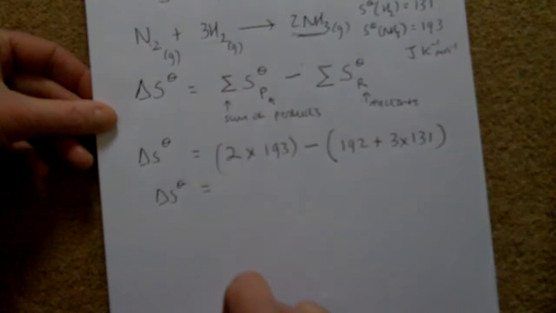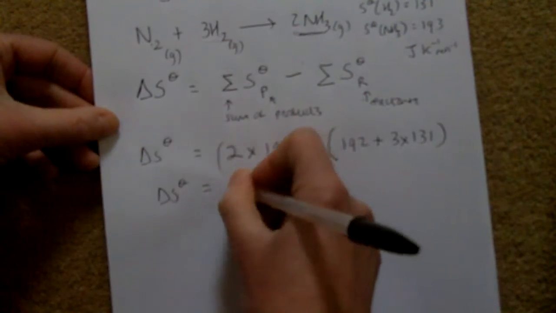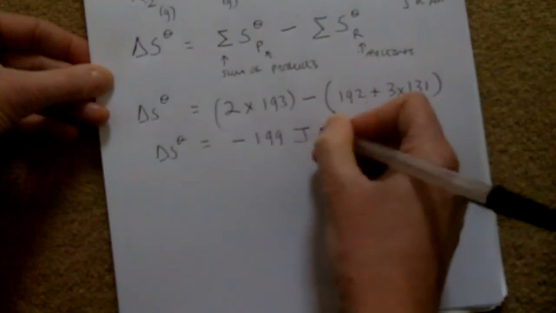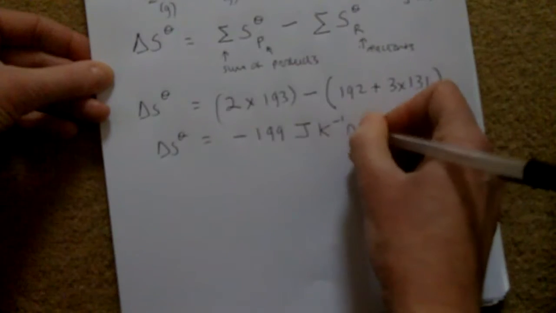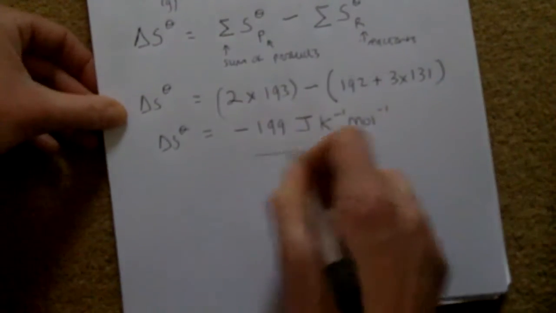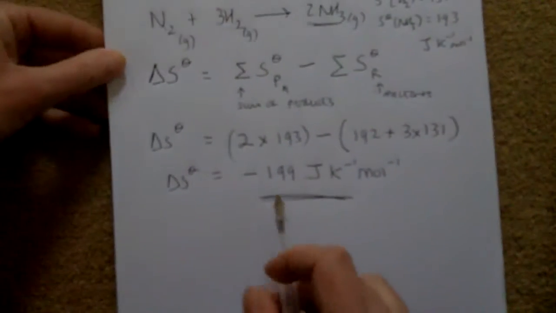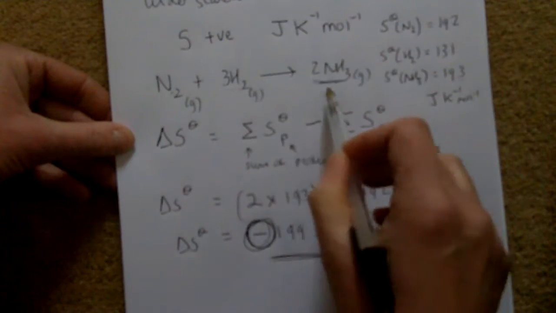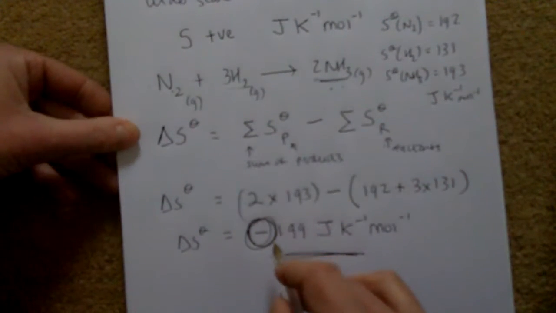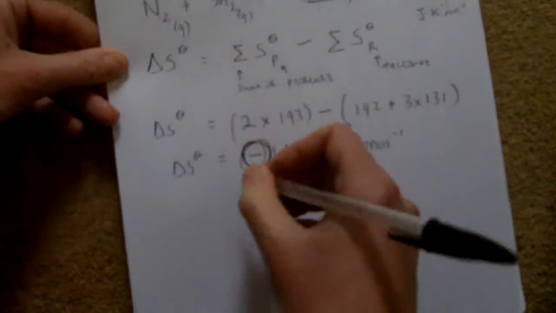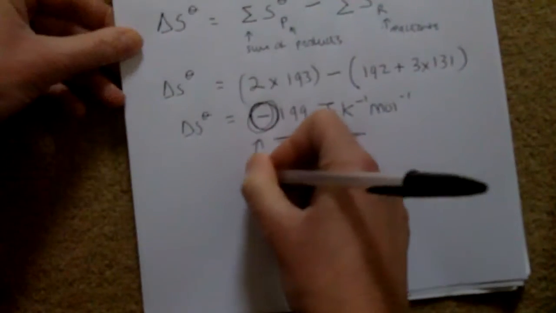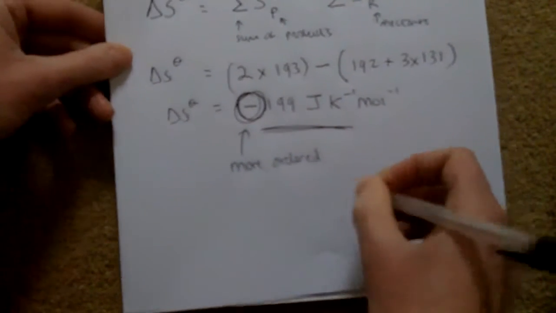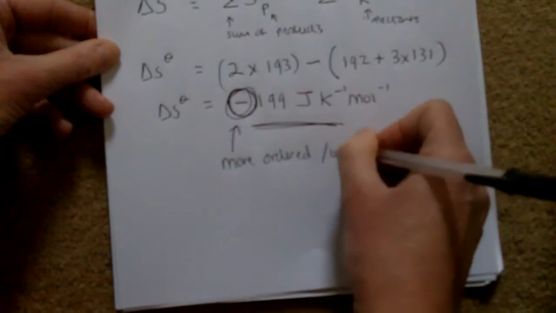So when you total this, in this case it's minus 199 joules per Kelvin per mole. That's the units of entropy. Okay, so the fact that it is negative, as I've already said, means you're moving to a system that is more ordered. Or you can say there's less disorder.